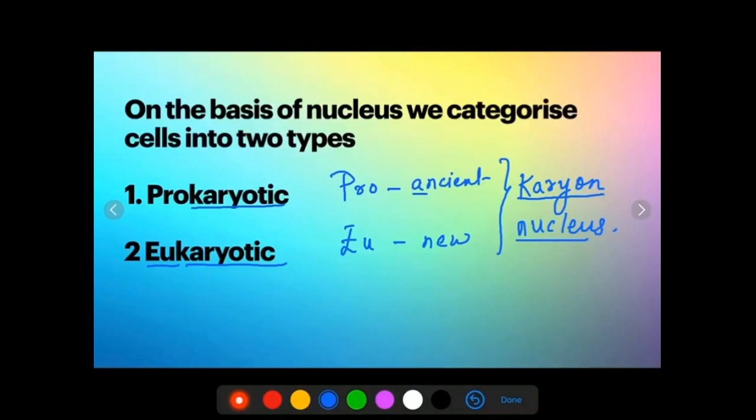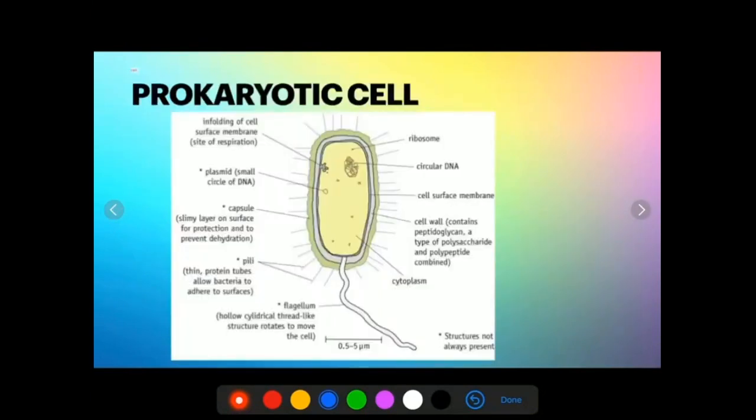Ancient doesn't mean that it is 1,000 years old. Ancient means it has the old design. You call it old fashioned. So when it has an old ancient design, that type of cell is a prokaryotic cell. But if it has complex structures, like a new mobile nowadays, that is a eukaryotic cell. Now this cell does not mean a mobile phone here. Eukaryotic cell and prokaryotic cells.